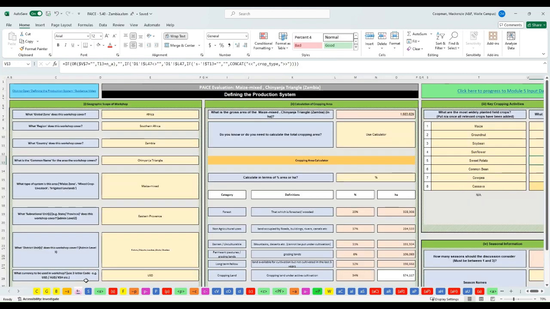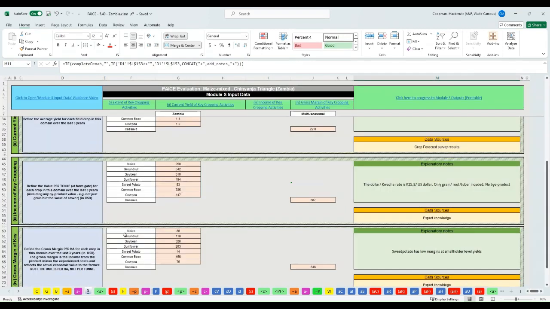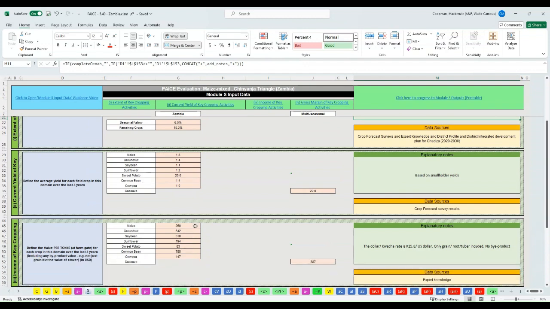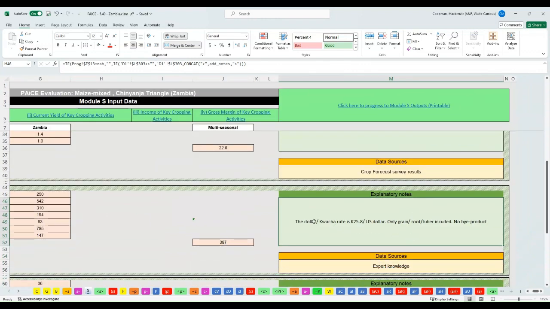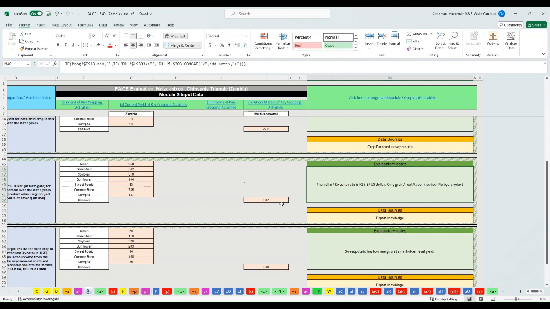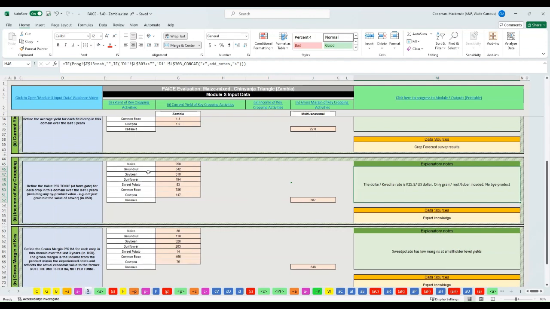So just moving through here, S module looks great, S minus as well. There were a couple of little things here, just in this box here. It says in the explanatory notes here that the dollar kwacha rate is 25.8 kwacha to every US dollar. This sort of implies that the values that you've been putting in here are in kwacha and not in the US dollar.